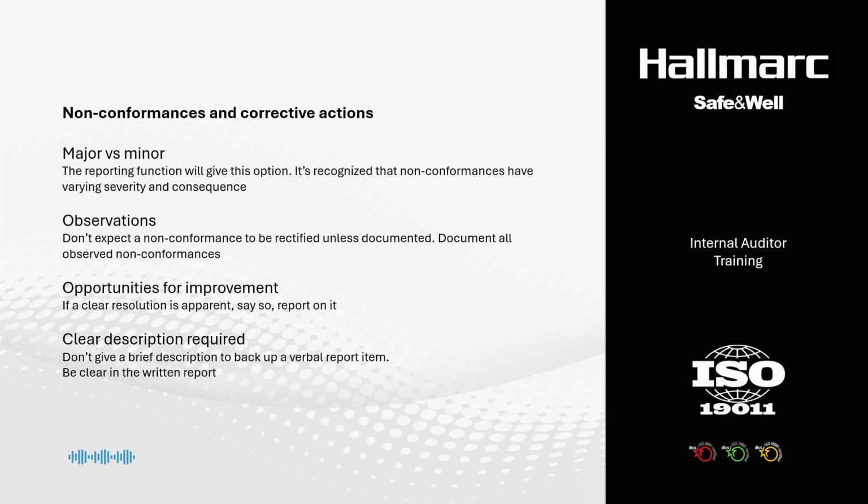Non-conformances and corrective actions. Major versus minor. The reporting function will give this option. It's recognized that non-conformances have varying severity and consequence. Observations. Don't expect a non-conformance to be rectified unless documented. Document all observed non-conformances. Opportunities for improvement. If a clear resolution is apparent, say so, report on it. And give clear descriptions of non-conformances. Don't give a brief description to back up a verbal report item. Be clear in the written report.